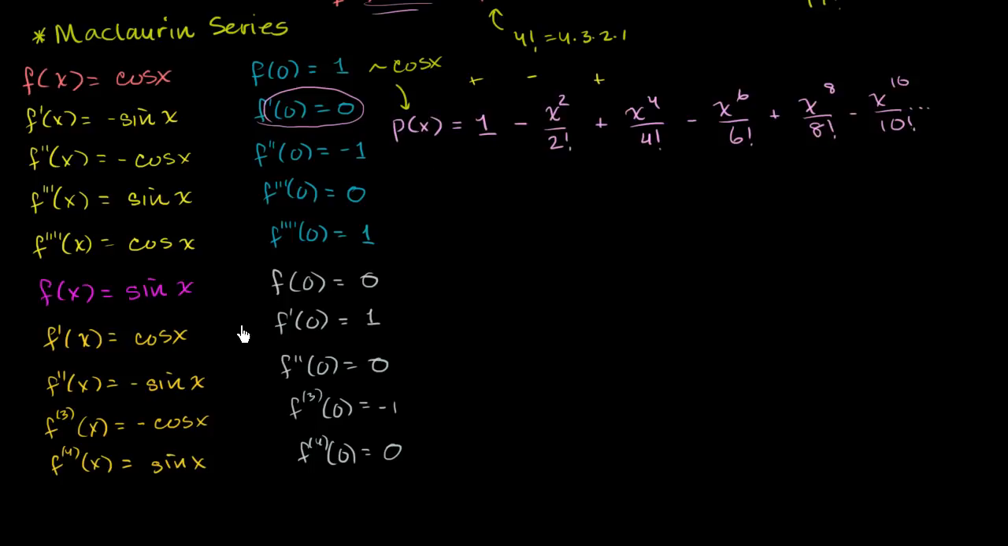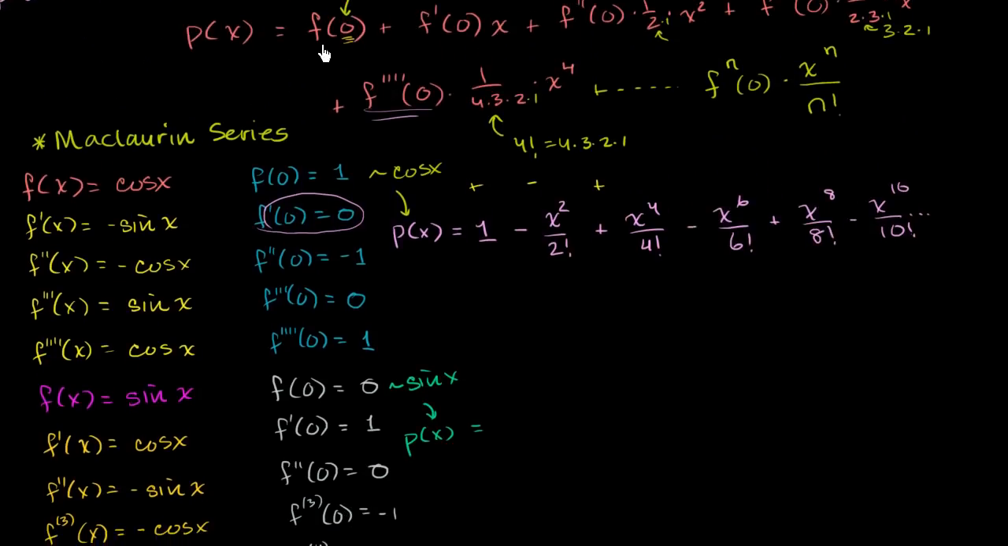Now, let's do the same thing for sine of x. So I'll pick a new color. This green should be nice. So this is our new p of x. This is approximately going to be sine of x as we add more and more terms. And so the first term here, f of 0, is just going to be 0, so we're not even going to need to include that. The next term is going to be f prime of 0, which is 1 times x. So it's going to be x.